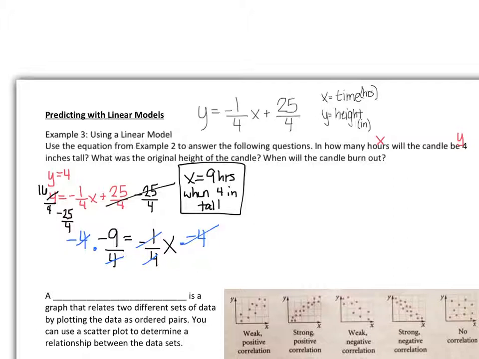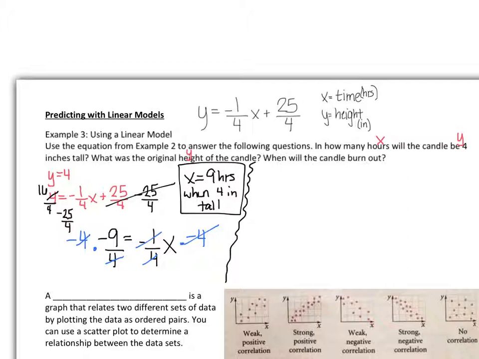Okay, so it took 9 hours for it to burn down to 4 inches. That's the first one. The next question is, what was the original height of the candle? So it's asking us for height, which is y. So we're looking for a y.